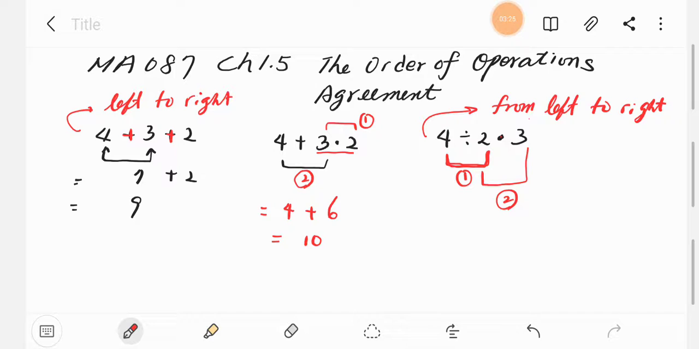And if an expression combines multiplication or division with addition or subtraction, then what do we do? Multiplication or division first. So keep in mind this.